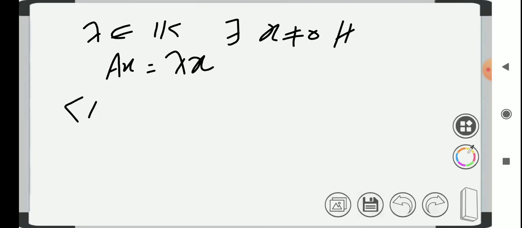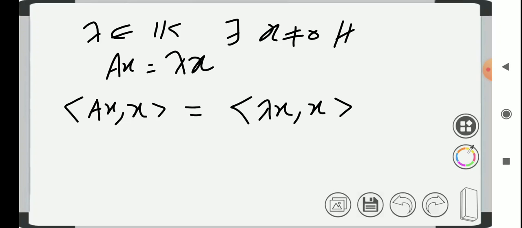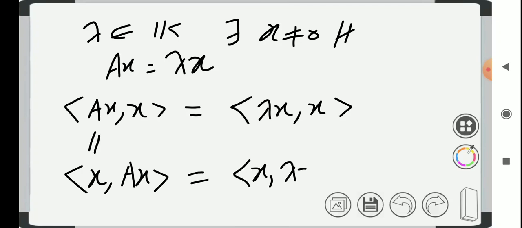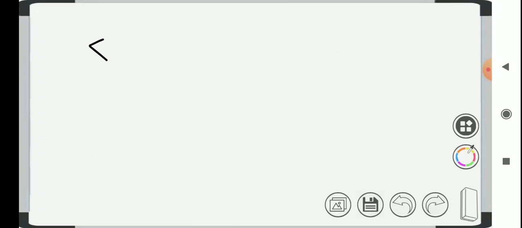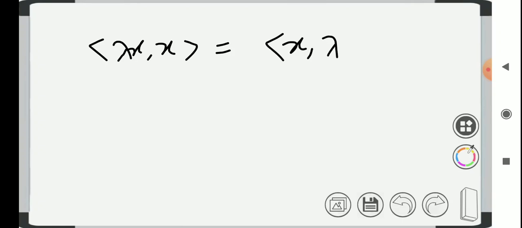So we have the inner product of Ax with x, where Ax is simply lambda x, which is the same as the inner product of lambda x with x. Also, A is symmetric, therefore it allows us to jump to the second coordinate, so this is also equal to the inner product of x with lambda x. So we have these two equalities, these two. Let me write it: the inner product of lambda x with x is the same as the inner product of x with lambda x.